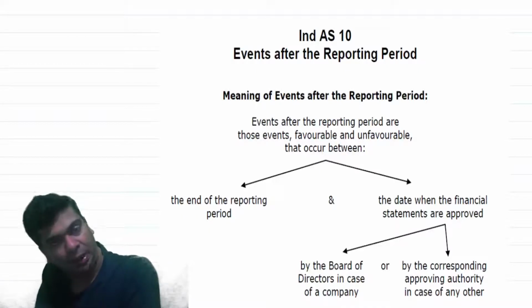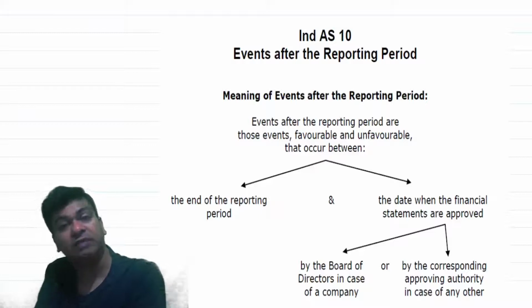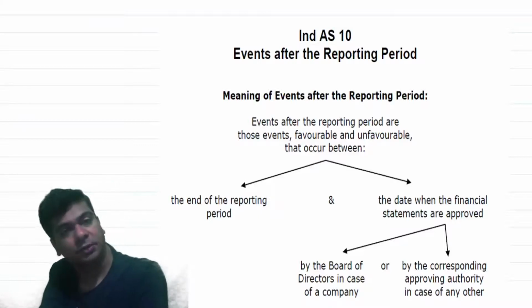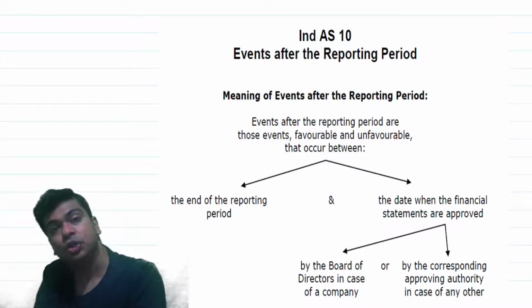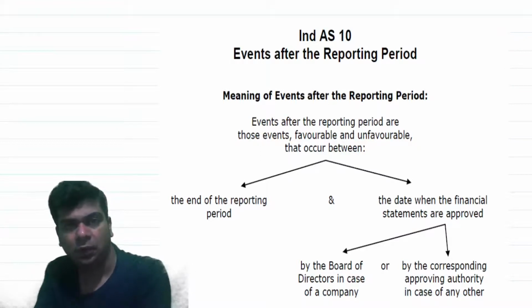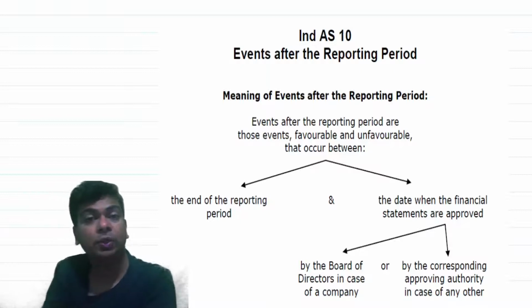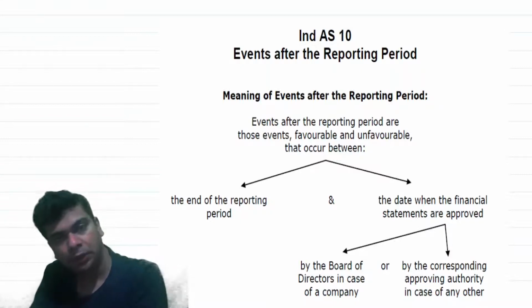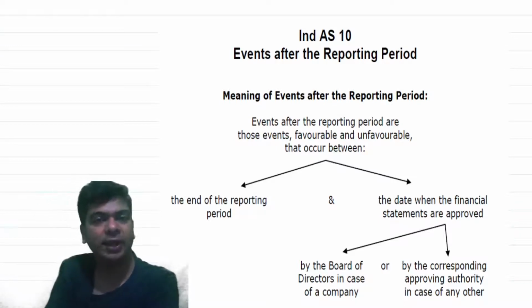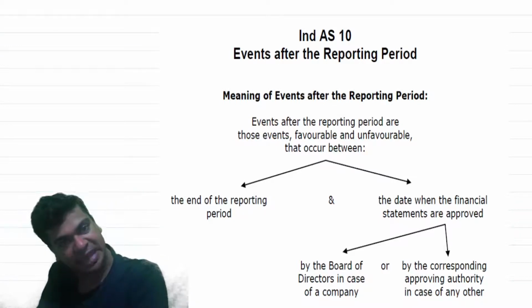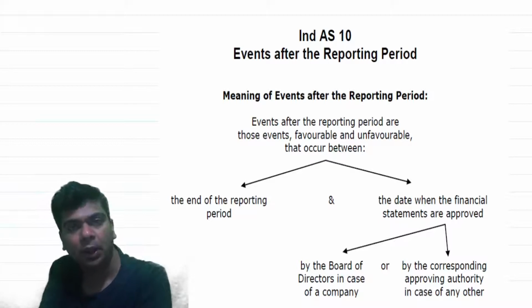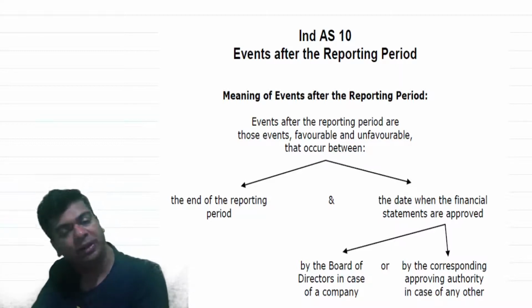One of the fundamental accounting assumptions that we make when we prepare our financial statements is the assumption of going concern. We assume that the business of the company will continue in the foreseeable future. It just means that even if the accounting year is coming to an end, it does not mean that business activities will stop.